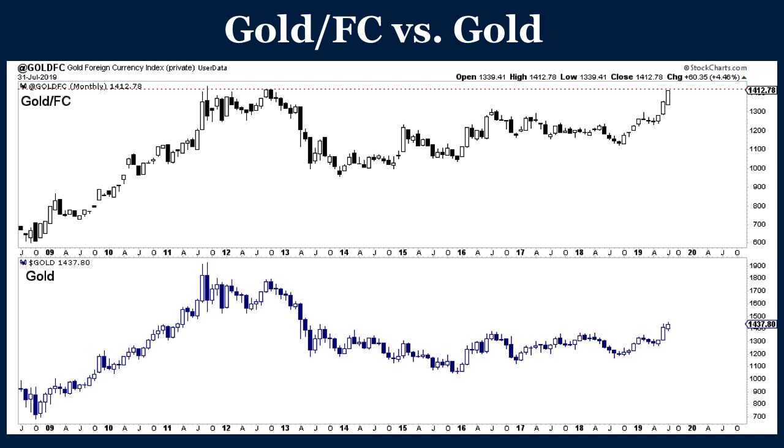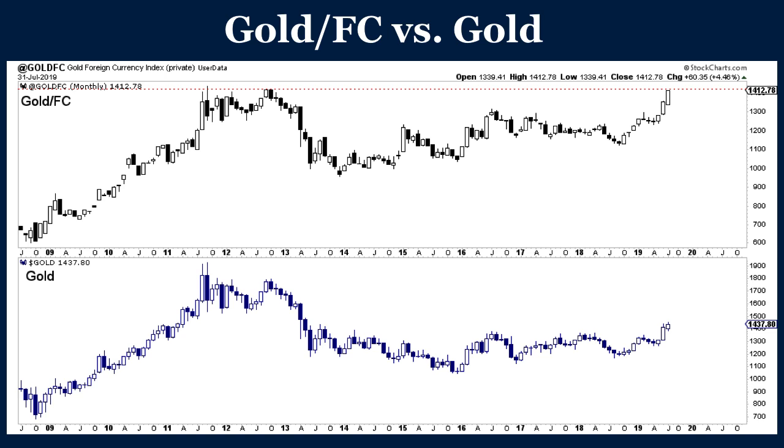Now, in this chart, I plot the monthly candles for gold against foreign currencies, which is at the top, and then gold, which is at the bottom. Before I analyze, let me discuss what gold against foreign currencies is. Gold against foreign currencies essentially plots gold against the US dollar basket.